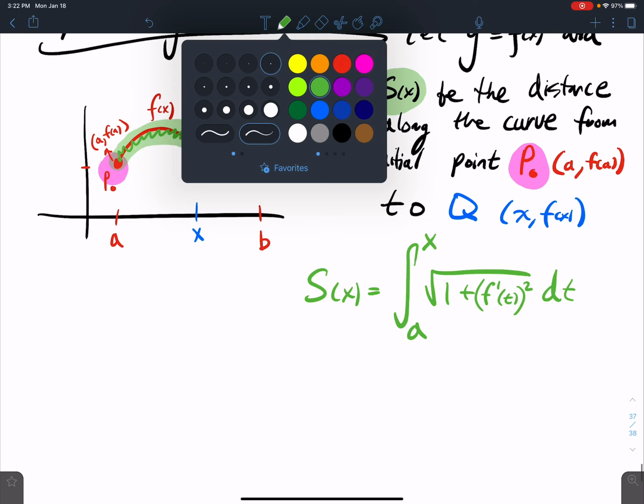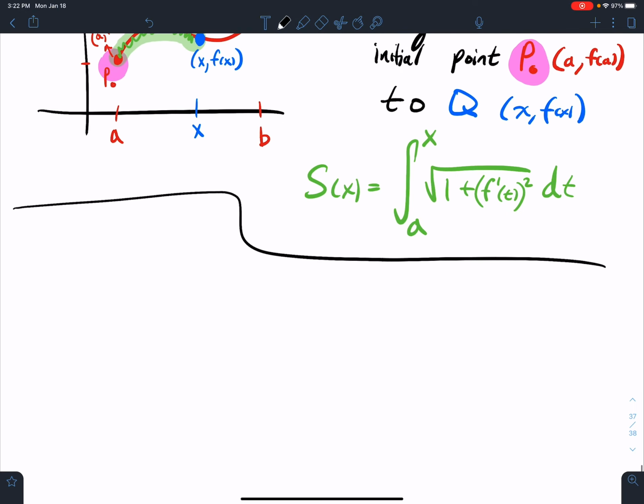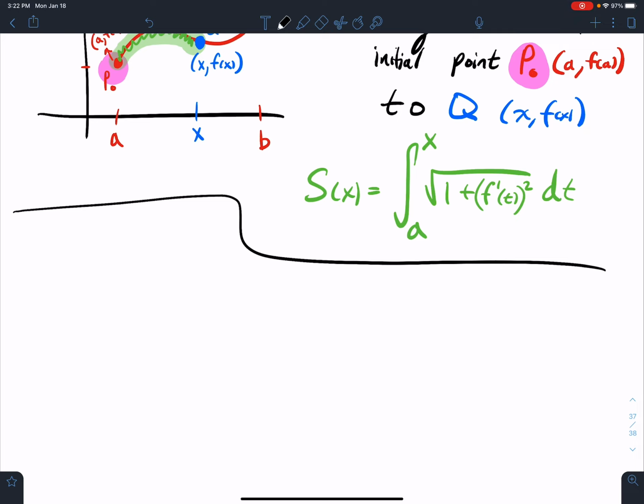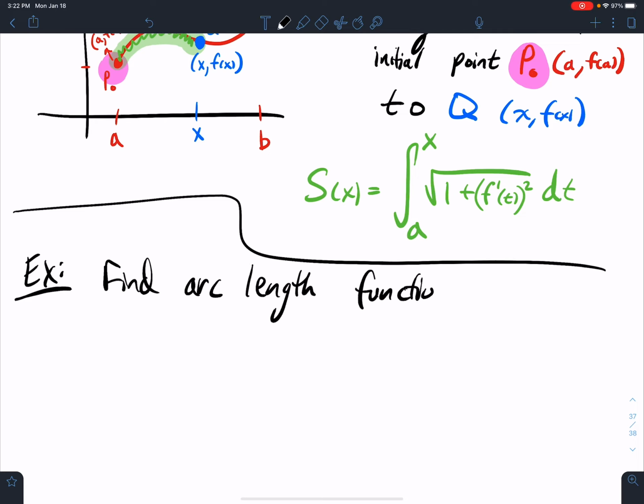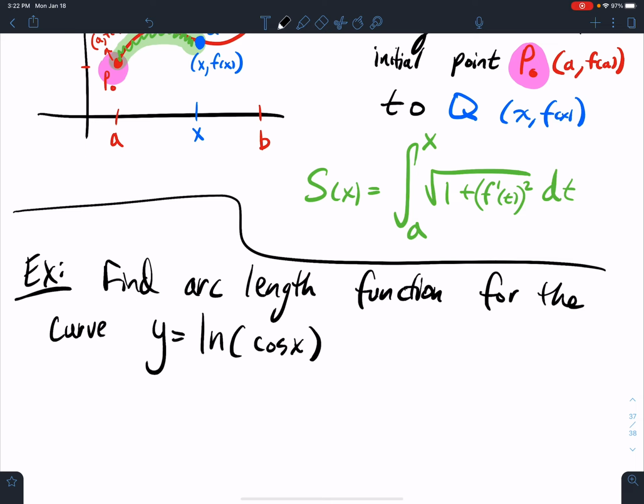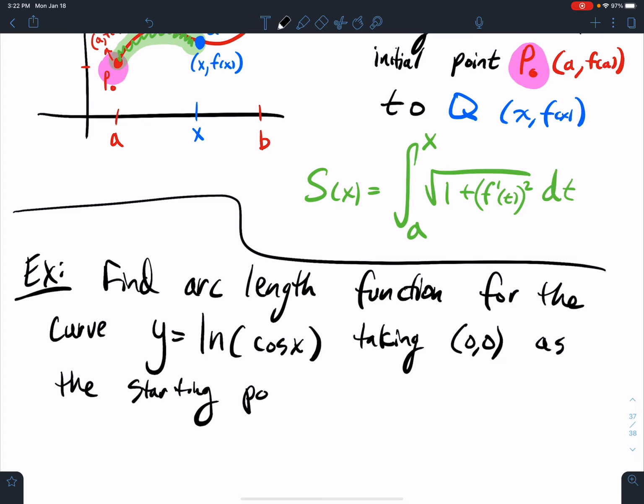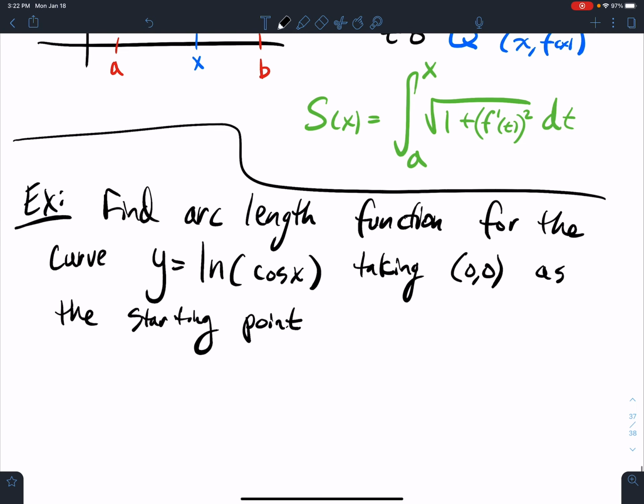All right, so let's work a problem and see if we can come up with a function here. I want to find the arc length function for the curve y equals ln of cosine x, taking 0, 0 as the starting point. So we have some starting point and then we just go out arbitrarily from there.